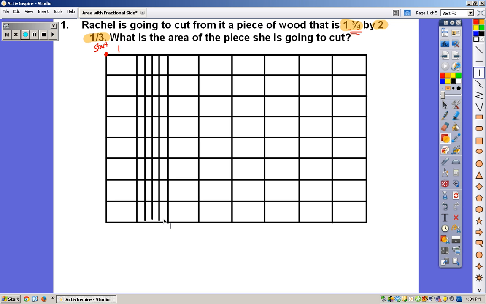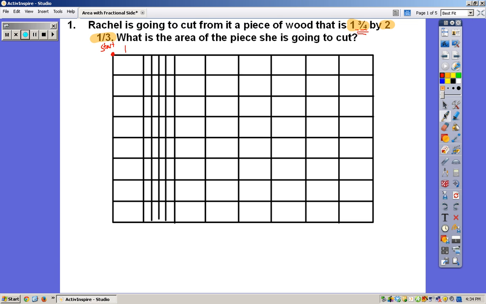Now I'm going to draw this line all the way down because it's going to help when I compare it to the other dimension, which is 2 1/3. So going down the other side, I'm going to go down 2 1/3. So across first 1 3/4. So this is 1/4, 2/4, 3/4.